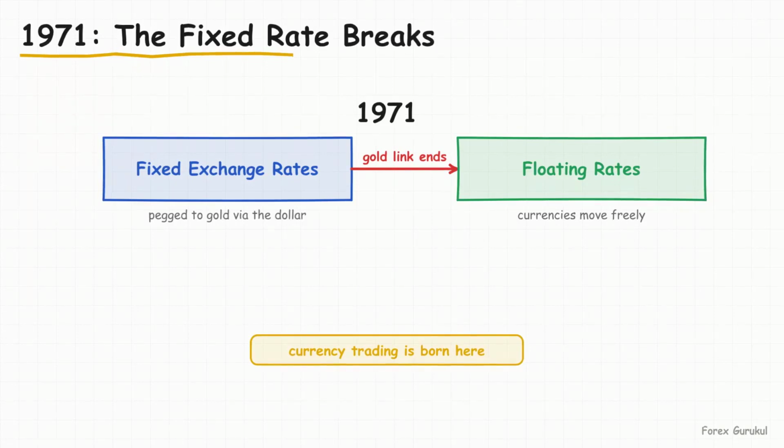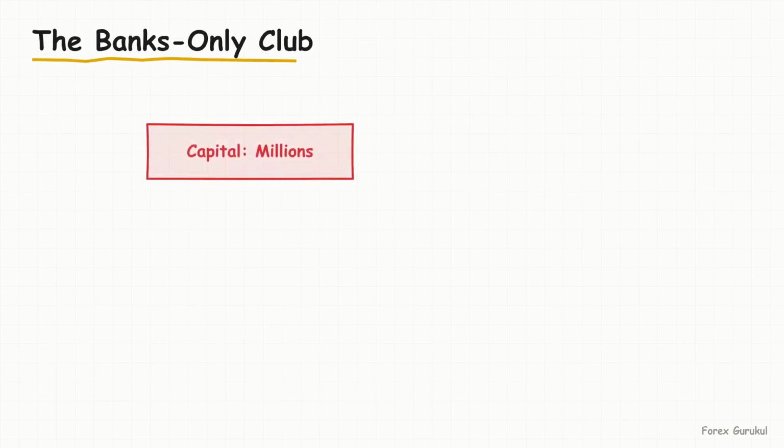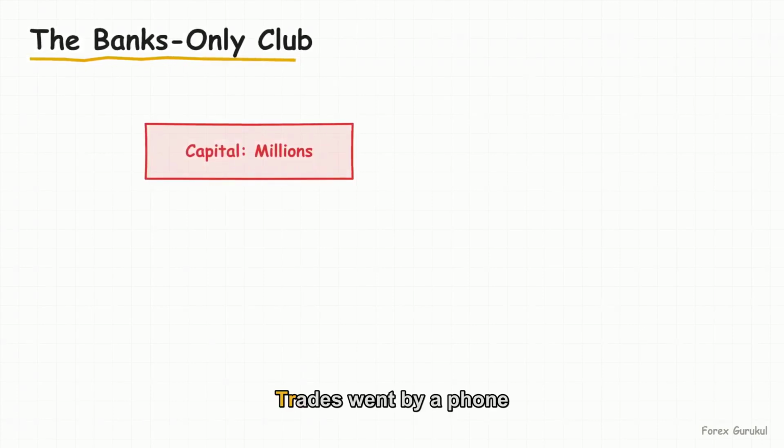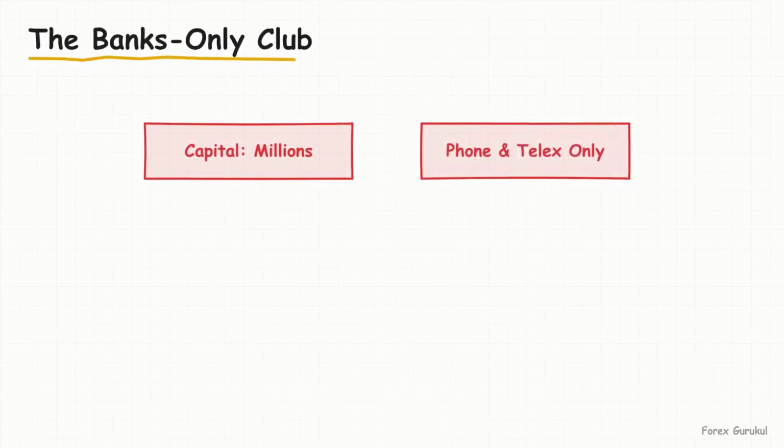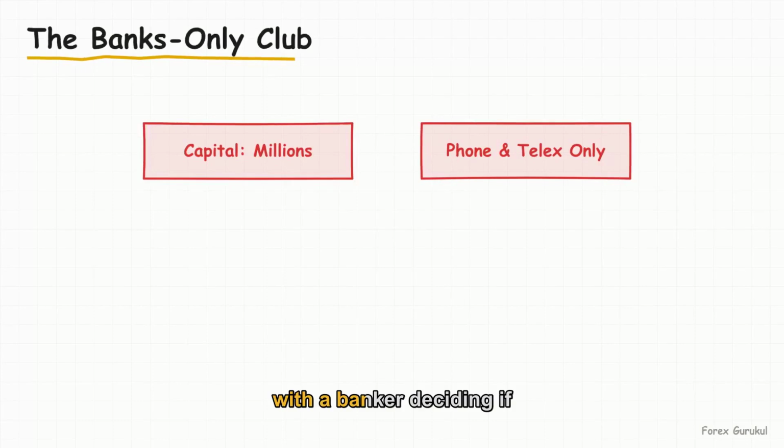Here's why. Pause for a second and guess. In the 1980s, what's the smallest amount a bank would even discuss a currency trade for? Most people guess a few $1,000s. It was closer to $1 million. That's barrier 1, capital. Barrier 2, no charts, no software. Trades went by phone or telex, a typed message machine, with a banker deciding if you were worth the call.